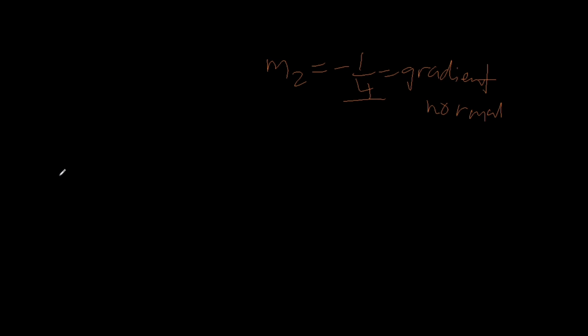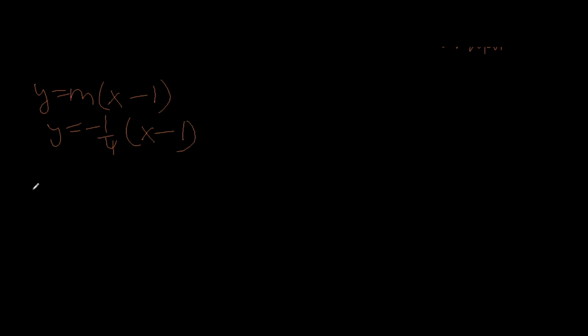So in other words, since we know that the equation of the normal is y = m(x - 1), then our y is equal to -1/4 multiplied by (x - 1). And that's the equation of our normal. And when we simplify this, we are going to get y = -1/4x + 1/4. And this is going to be the equation of our normal line.